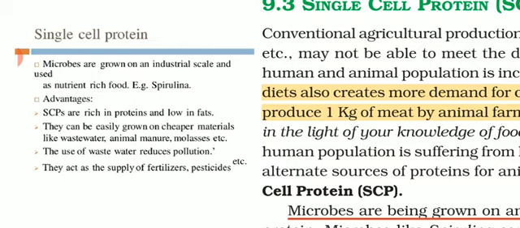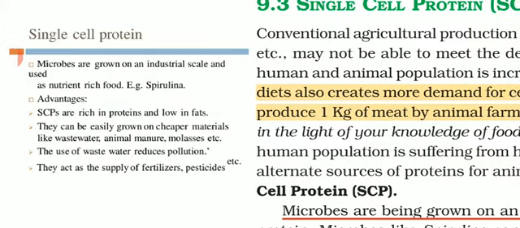Last is molasses. Molasses is a sugarcane raw material, the leftover part of the sugarcane from which the sugarcane juice has been extracted. All have seen this when we drink sugarcane juice in the summer season. The leftovers are called molasses, because they also are rich in nutrients. Microorganisms can grow on that also.